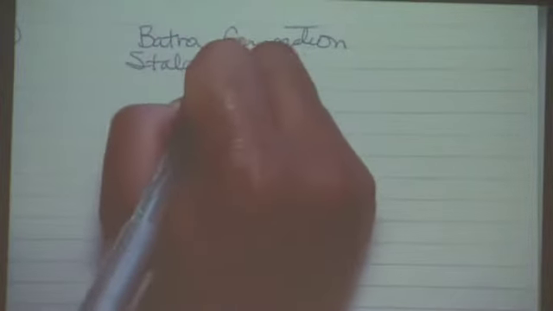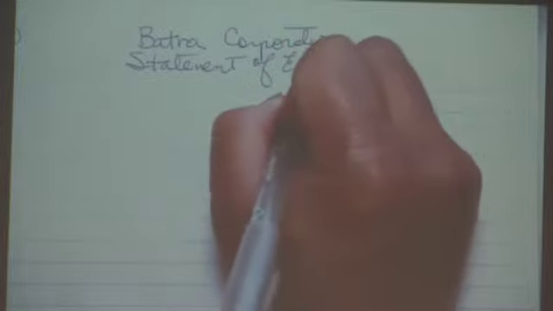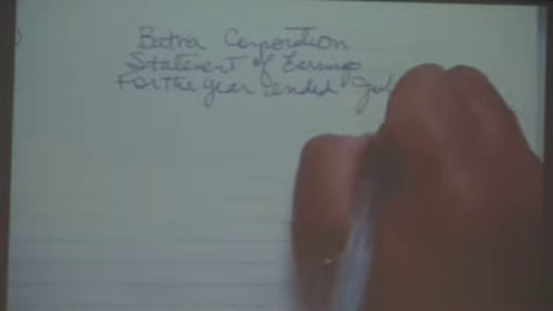So first of all, let's start with the heading. It's called Batra Corporation. The heading of the income statement. The name of the statement is called Statement of Earnings, or if you like, income statement. And this is for the year ended, because this is a period of time statement, July 31st, 2009.